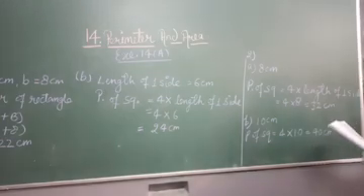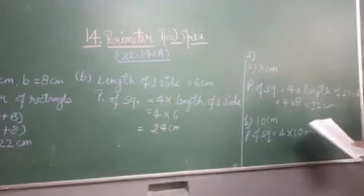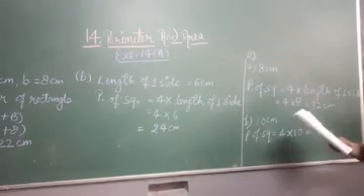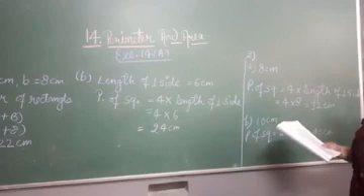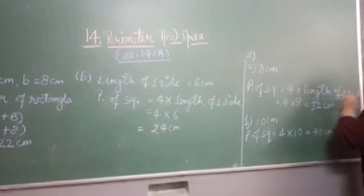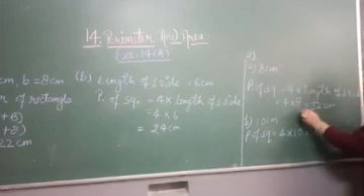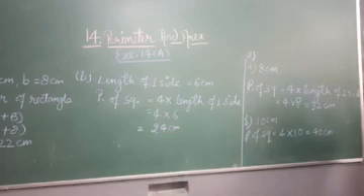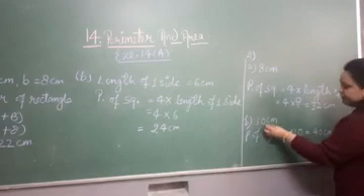In question number 2, find the perimeters of the squares of the following sides. A, 8 cm. One side is given, length of one side is 8 cm. So perimeter of a square is equal to 4 into length of one side, equals 4 into 8, equals 32 cm. It is very easy, very simple, but you have to learn the formulas. If you have learned the formulas, then it is hardly 1 minute per question.